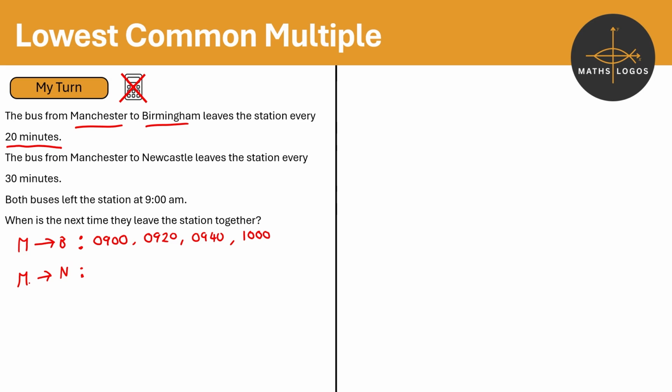And then I can check some of the Manchester to Newcastle buses. So it says that they leave every 30 minutes. So if the bus left at 9 o'clock, the next time would be 9:30. And then 30 minutes on to that would be 10 o'clock. So what I notice is that they both leave at 10 o'clock. They both left at 9 o'clock, but the next time that they leave together is at 10 o'clock. So I can go ahead and answer my question. When is the next time they leave the station together? And the answer is 10 a.m.